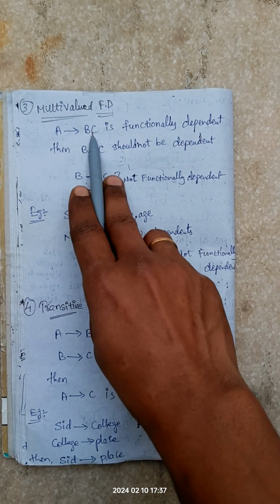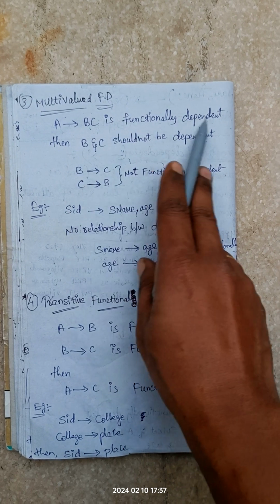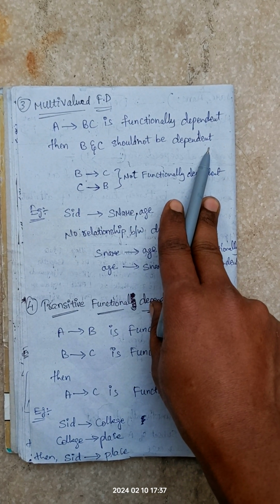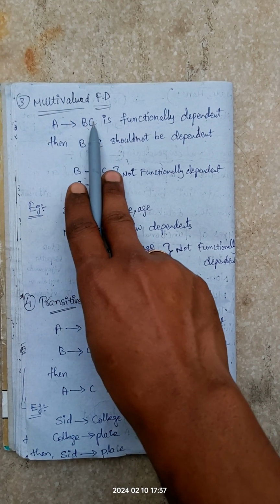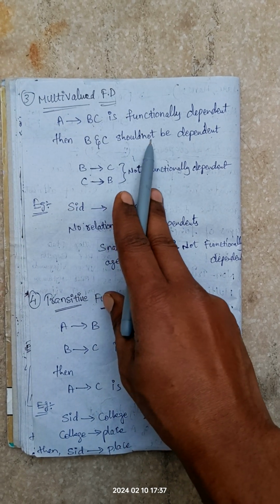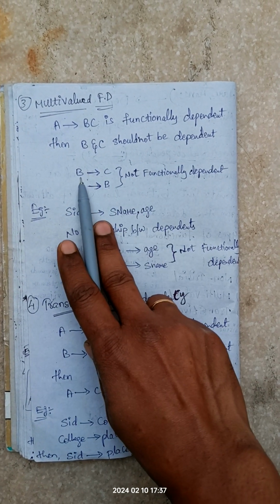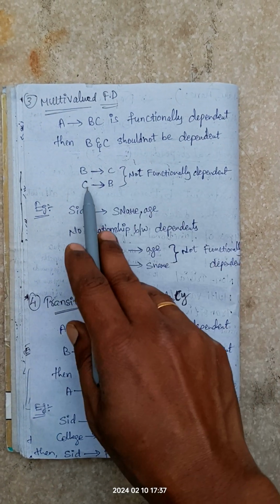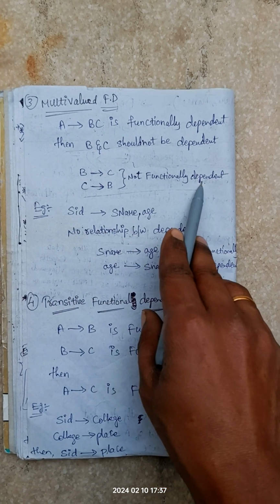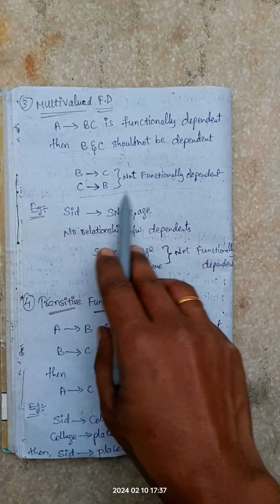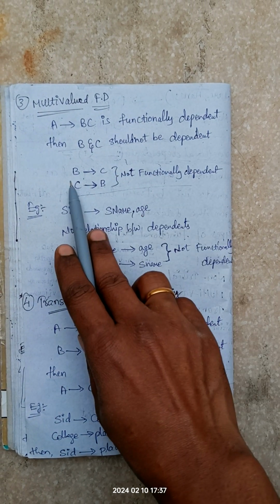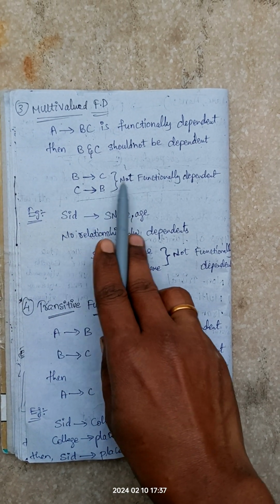A tends to B, C is functionally dependent, then B and C should not be dependent. Right? You can also write this. A tends to B, C is functionally dependent if and only if B and C should not be dependent. If and only if. So this is explained here as a condition. See, I have written the condition here. You should write this also in the semester exam. A tends to B, C is functionally dependent if and only if B tends to C and C tends to B not functionally dependent.